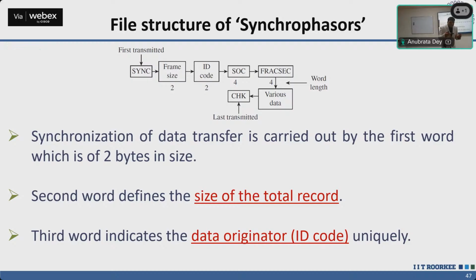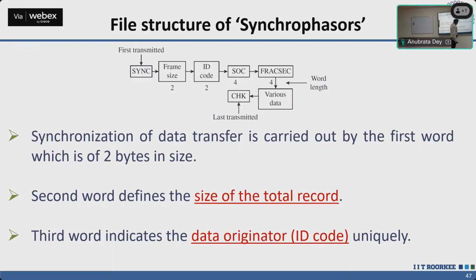Whether you want currents, voltage, frequency, or rate of change of frequency, the frame size changes depending upon that. And then you have the ID code, the physical ID code, you can say an IP address. Then the fourth and fifth fields are the SOC and the fraction of second. SOC is second of century, and the fraction of second is also given.